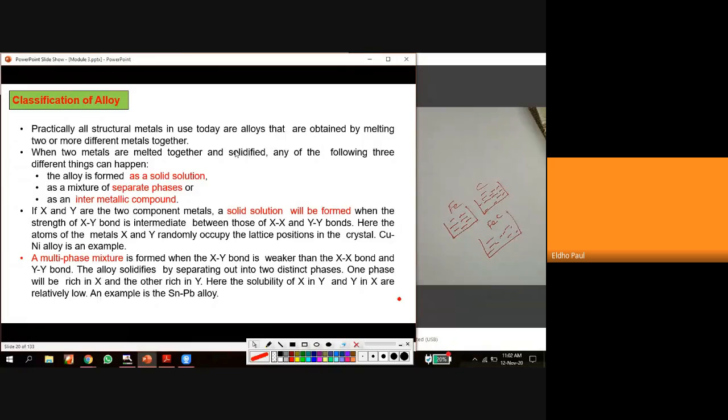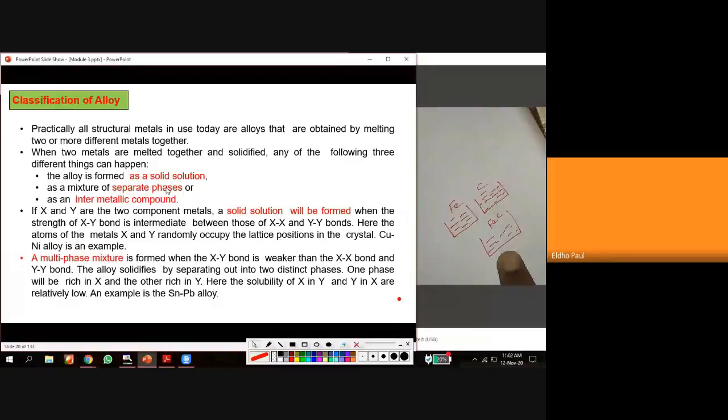The second way of alloy formation is that a mixture of separate phases may be formed. So when we melt these two materials together, at a particular composition we have added, for example, this may be 98% and this may be 2%.